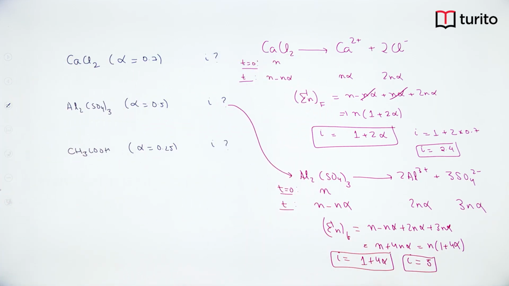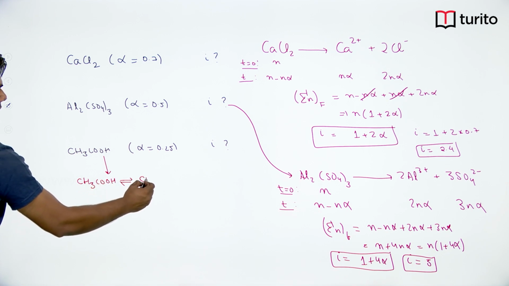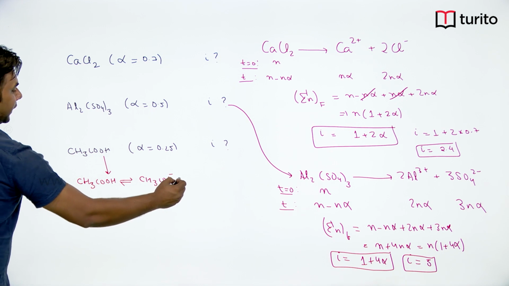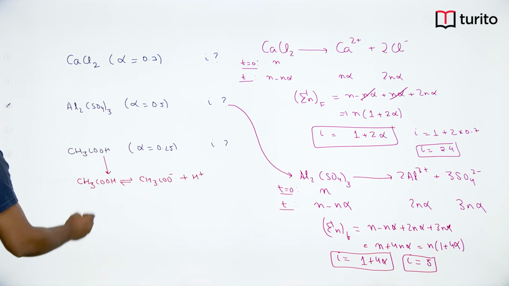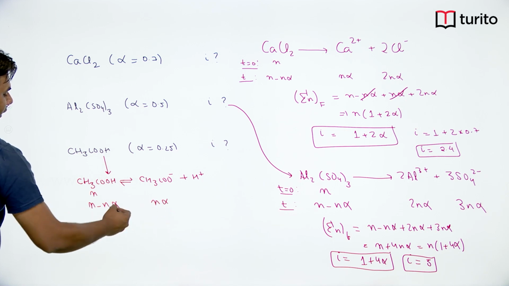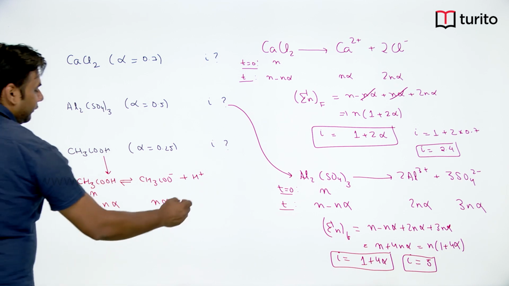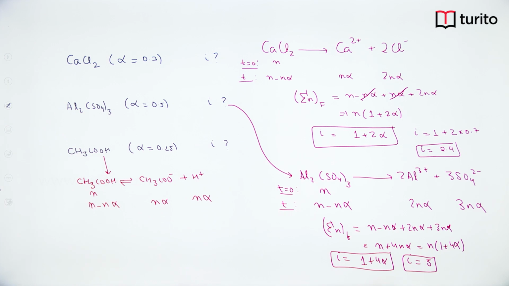Similarly, you can find it out for acetic acid. Now acetic acid is a weak monoprotic acid, so it would decompose and give acetate ion plus H+. If the initial mole was n, and alpha is dissociating, we get n minus n alpha. 1 mole of this is forming 1 mole of acetate ion, so n alpha would form n alpha of acetate ion. 1 mole of acetic acid is forming 1 mole of H+, so n alpha amount would form n alpha of H+.